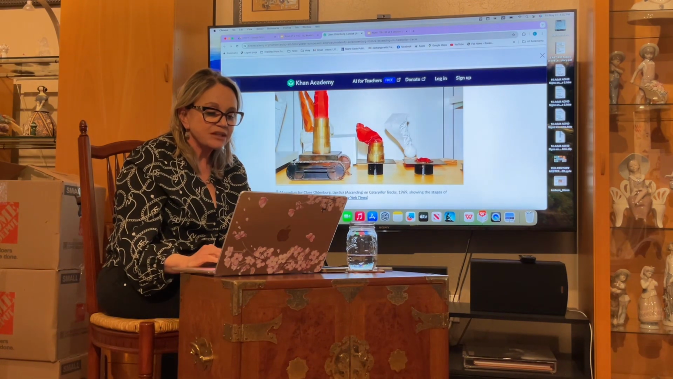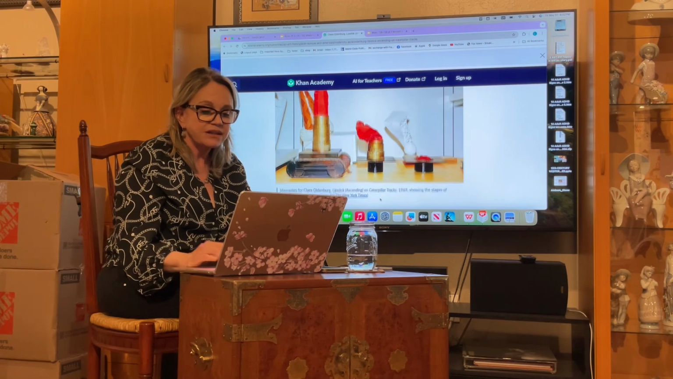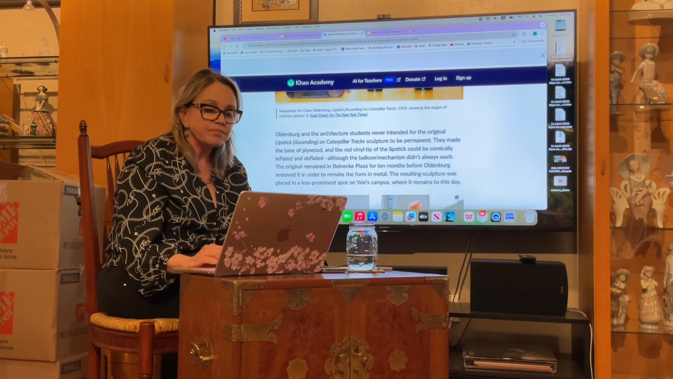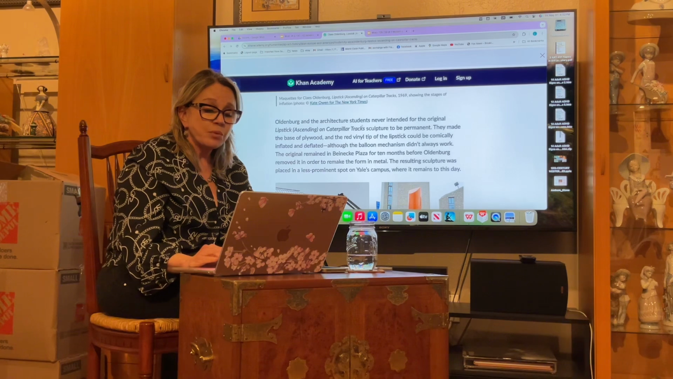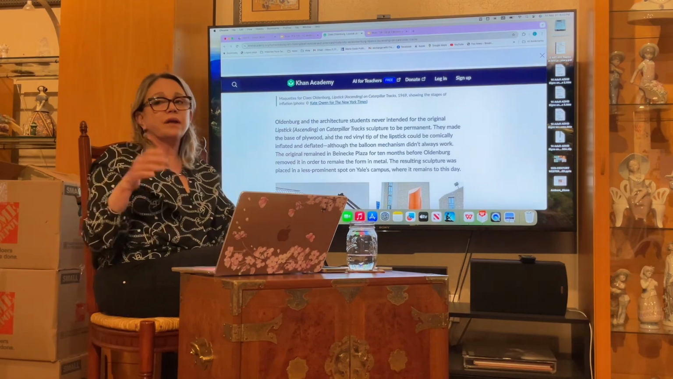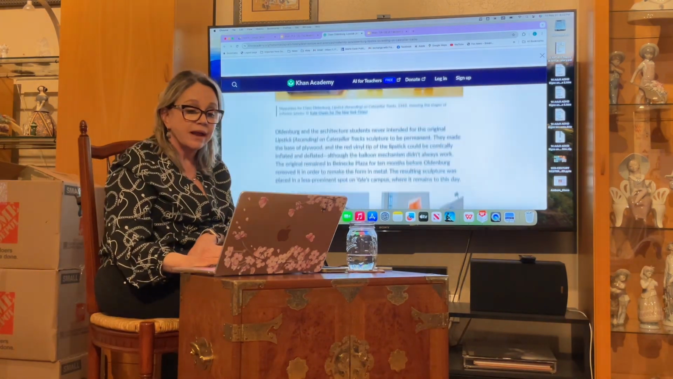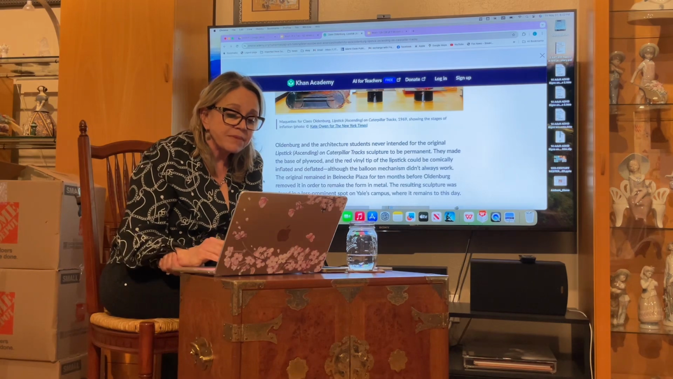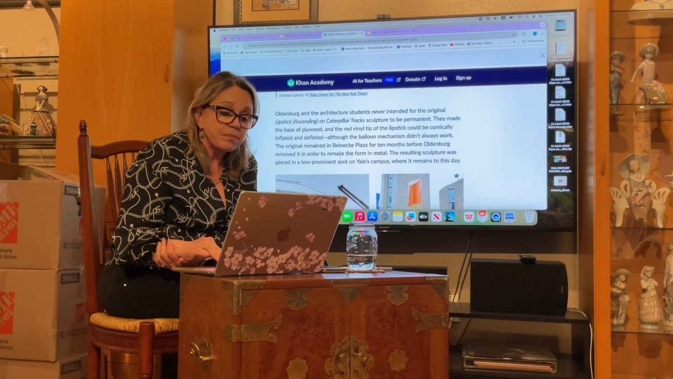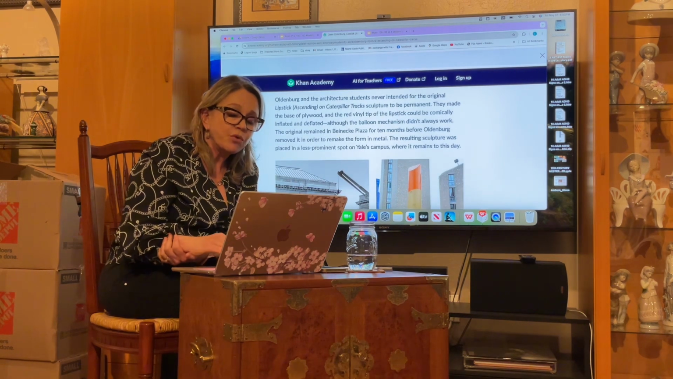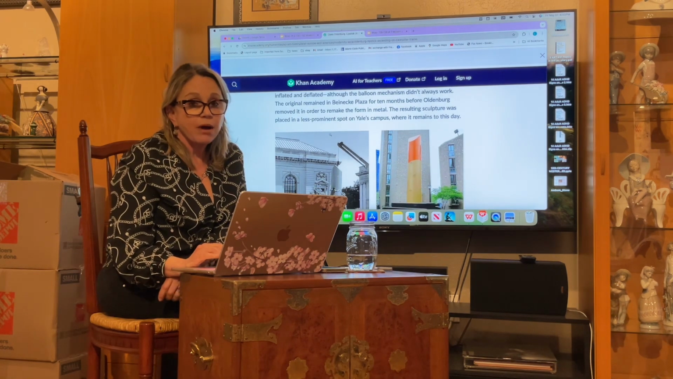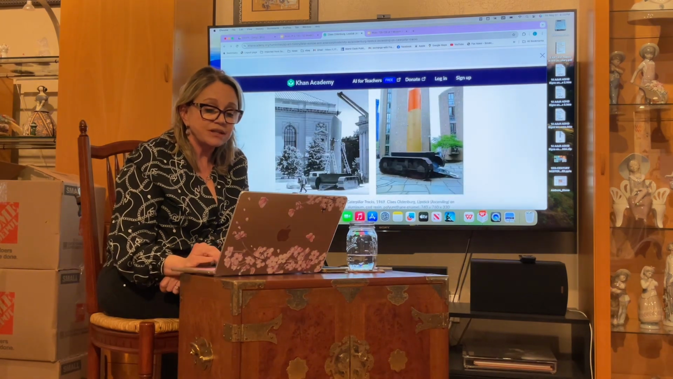So these were maquettes for Claes Oldenburg's lipstick, meaning these were like his trials, and these were showing the stages of inflatables. So this was never intended for the original sculpture to be permanent. They thought, oh, okay, we're just going to make this and then it's going to go away. However, the mechanism didn't always work with the balloon, so the original remained in Beinecke Plaza for a few months after it was removed, and then they made the form in metal. So this was placed in a less prominent place in Yale, and it remains to this day.